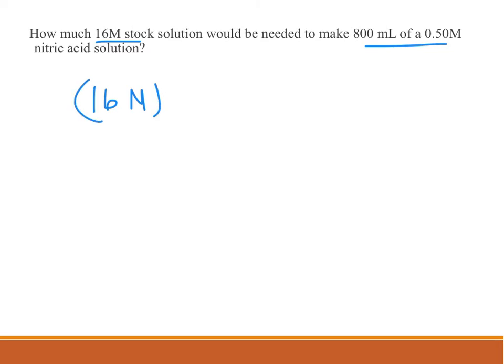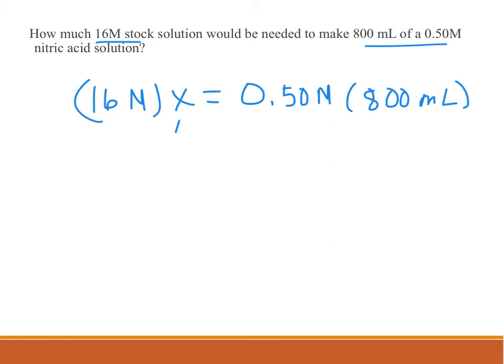We don't know how much is needed. We're asking how much is needed. Our final solution, our dilution, we wanted to have a 0.50 molarity, and we want 800 milliliters of that. So we're asking, what small amount of volume of this very concentrated solution do we add some solvent to so that we'll end up with our 800 milliliters.